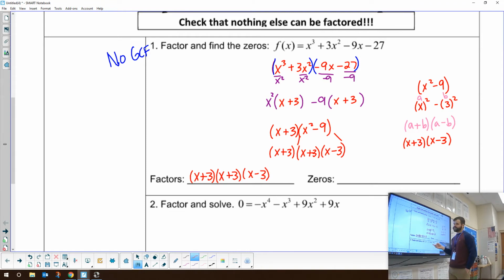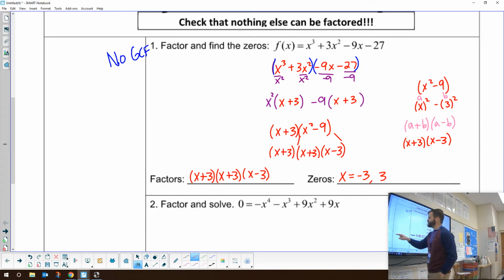All right, now my zeros. Now remember how we find our zeros. We set my factors equal to 0, right? So if I took x plus 3 and set that equal to 0, I would get an answer of x equals negative 3. And if I set x minus 3 equal to 0, I would get the answer of x equals 3. So my zeros are this, x equals negative 3 and x equals positive 3.